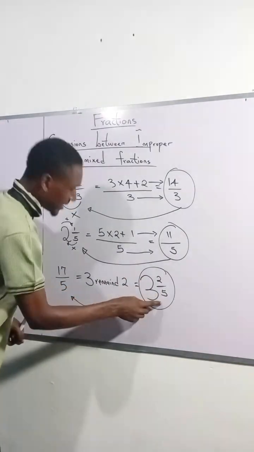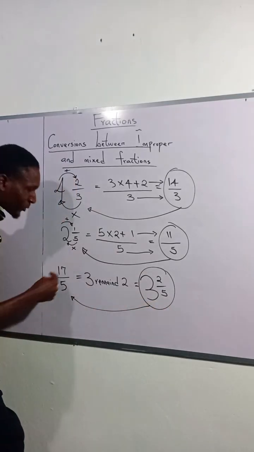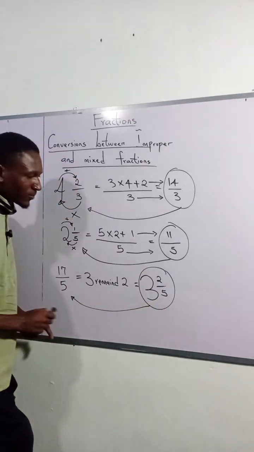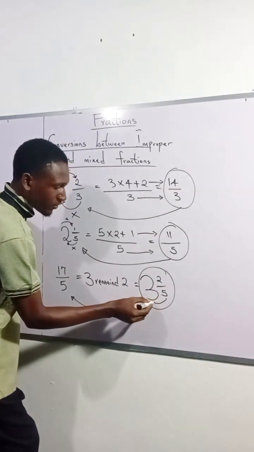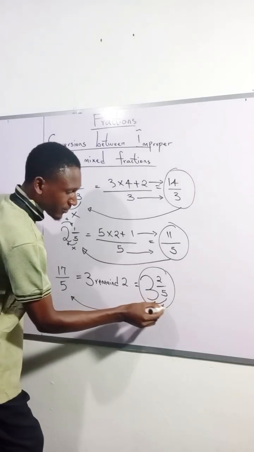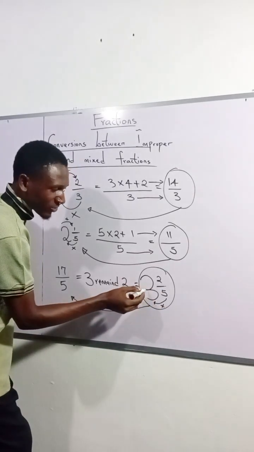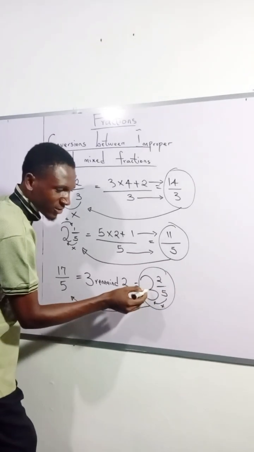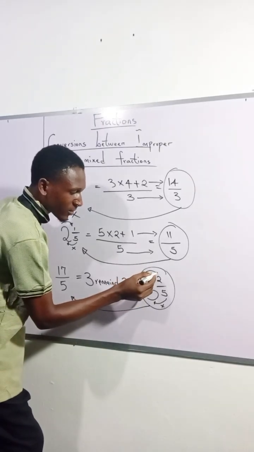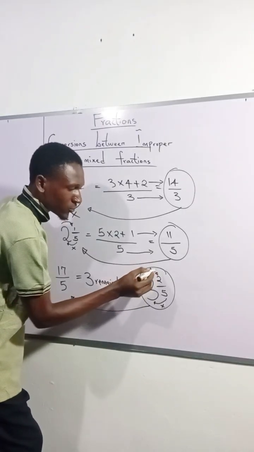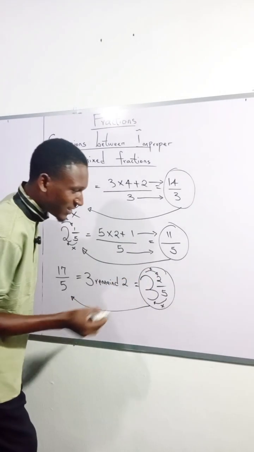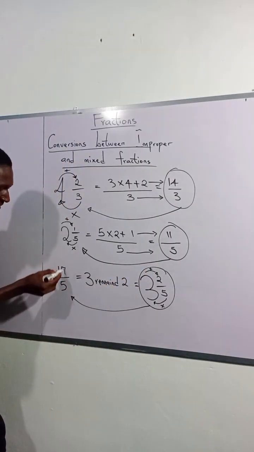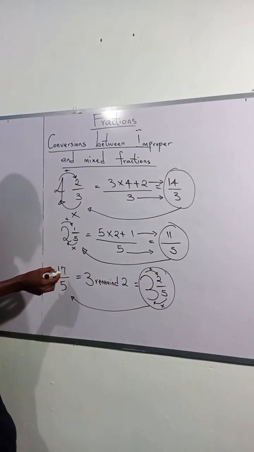So let's say we want to convert this mixed fraction back to improper fraction. What do we do? I've told you. We are going to do 5 multiplied by 3. 5 multiplied by 3 is what? 5, 10, 15. Then 15 plus 2. It will be 17. And can you see this is the 17 out of 5?